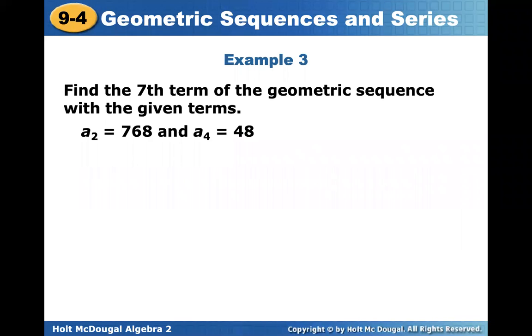All right. Find the seventh term of the geometric sequence with the given terms. All right, so once again, this is geometric. Now, if we can find the ratio, we could work backwards to find the first term, and we could then find the seventh term relatively easily, right? I'm not saying it's easy to find the ratio, but that's the first thing we have to do, right? So here's what our general rule looks like.